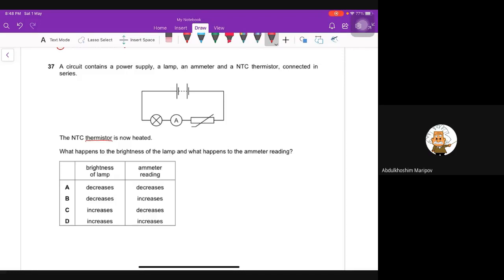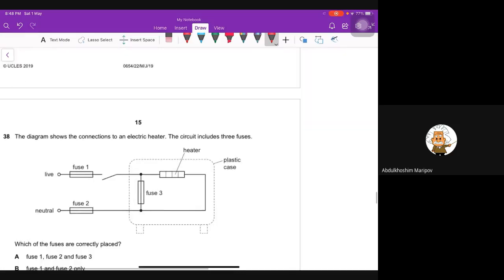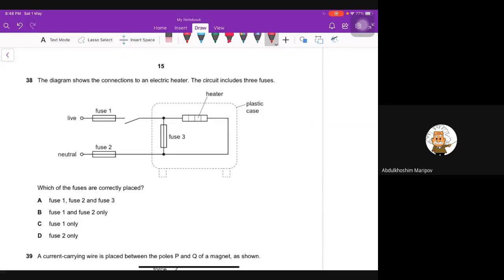So first, guys, when it is heated up, it will allow more current to pass, and pass, and pass, okay? So the lamp will get brighter and brighter. So the brightness will increase. Ammeter reading: when it allows more current, the ammeter reading will increase too. Increase, decrease, decrease, increase, but this is decrease, increase, increase. So it's D. Logically, yes. As it heats more and more, it will allow more current to pass.